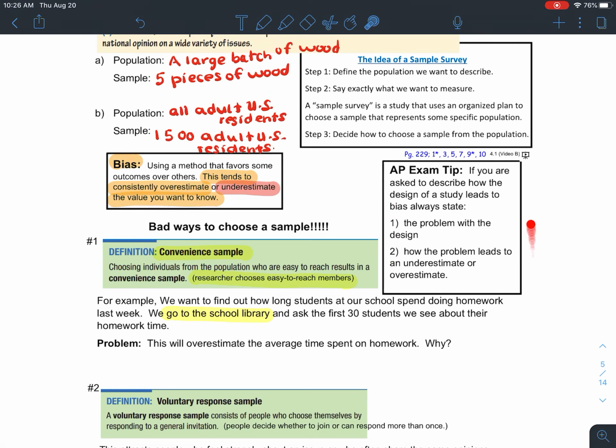Okay, we're going to come back and touch on this AP exam tip in just a moment, but I just want to discuss here today with you two bad ways of selecting a sample. And we're going to start with a convenience sample, and it is just as it sounds. A convenience sample is when the researcher is simply choosing the people for his sample because they happen to be easy to reach. For example, let's say that we want to find out how long students at our school spend doing homework last week, okay?